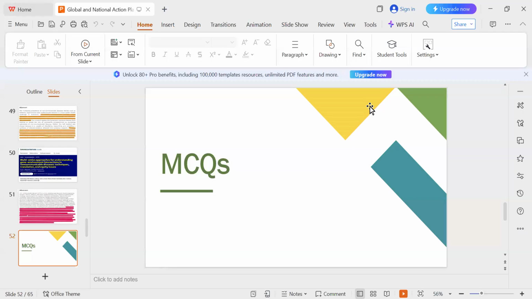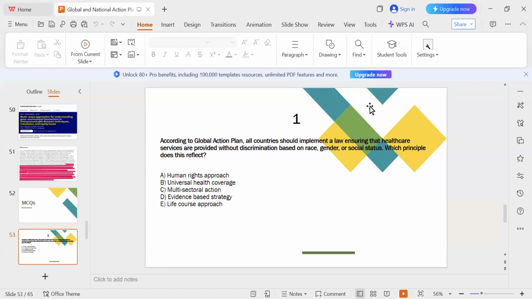Moving forward to the multiple choice questions. According to the Global Action Plan, all countries should implement a law ensuring that healthcare services are provided without discrimination based on race, gender, or social status. Which principle does this reflect? A. Human rights approach. B. Universal health coverage. C. Multi-sectoral action. D. Evidence-based strategy. Or E. Life course approach.